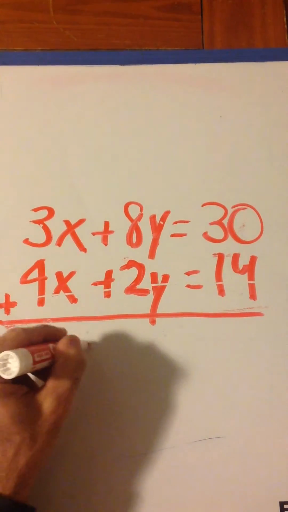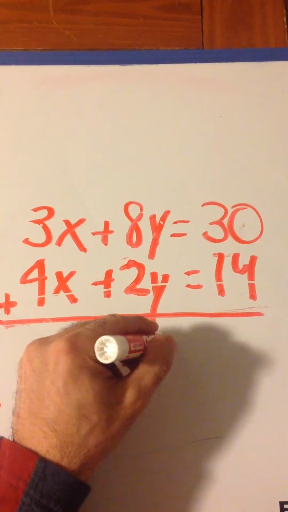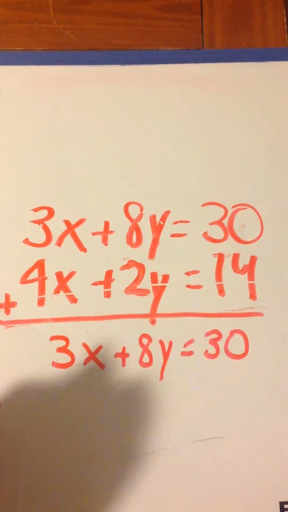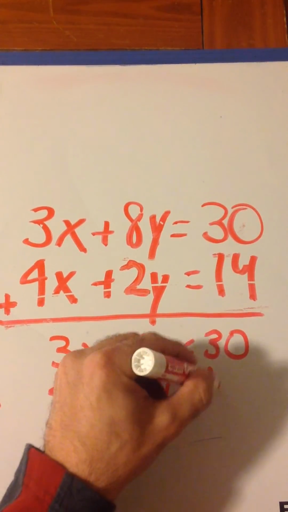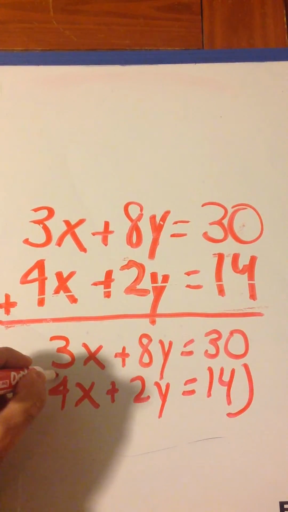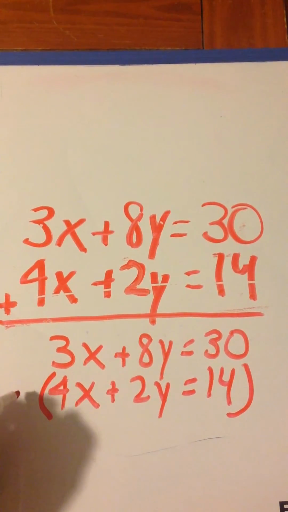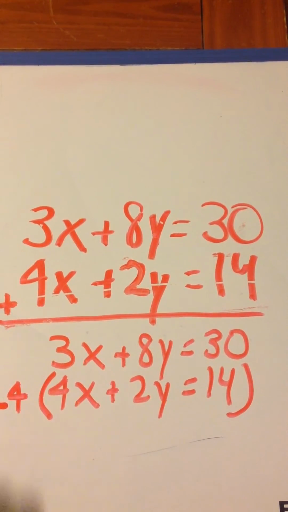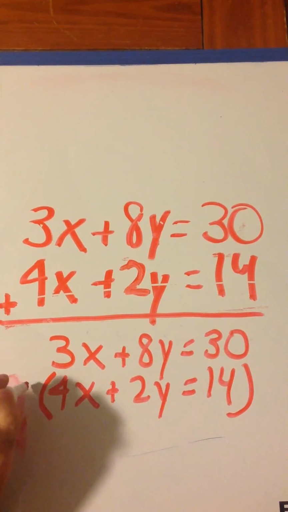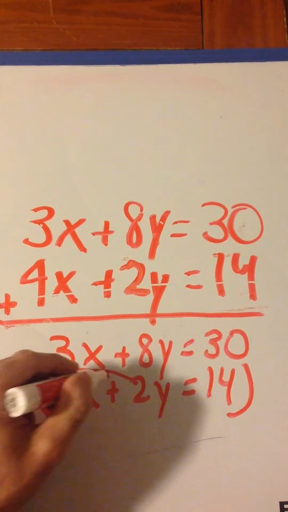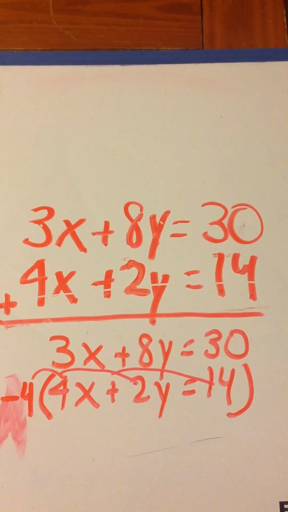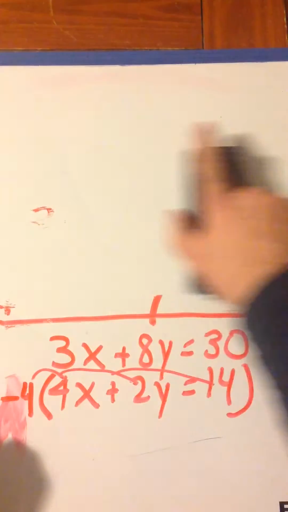So let's write this: 3x plus 8y equals 30. We have 4x plus 2y equals 14. So I'm going to manipulate the whole bottom equation by using a 4. But I just can't use a 4. I need to use a negative 4. Right? So let's make that look better there. Negative 4. Then we want to distribute this inside.